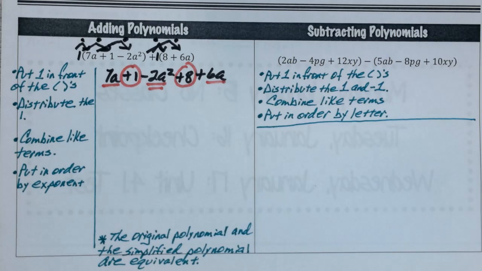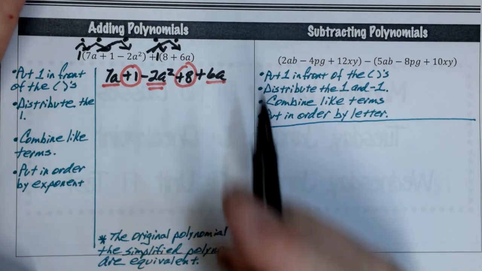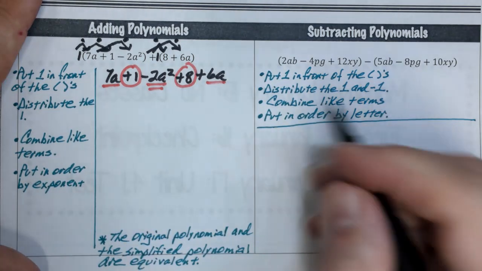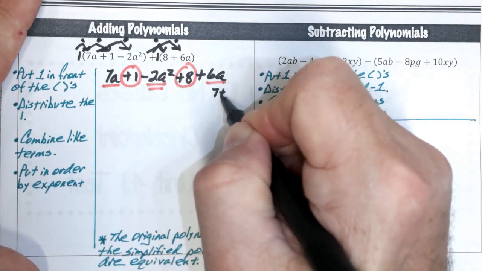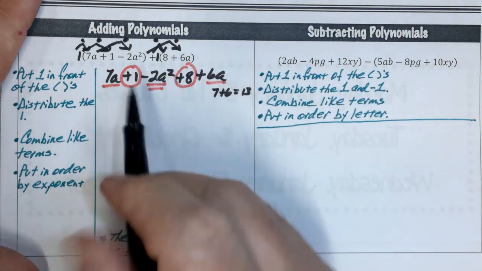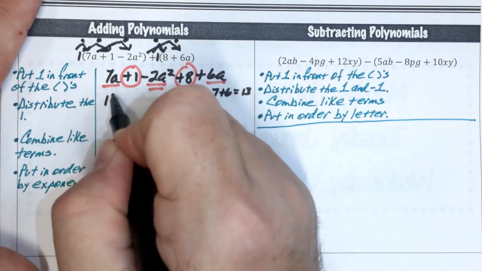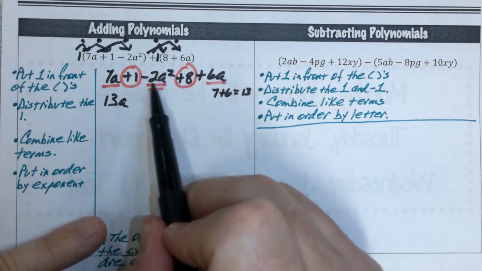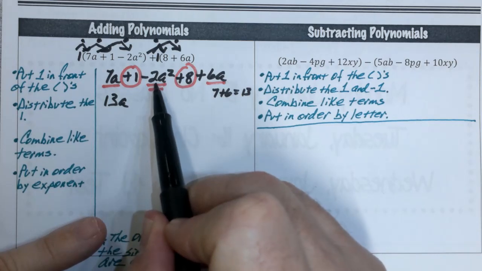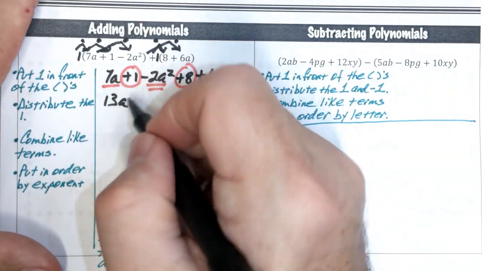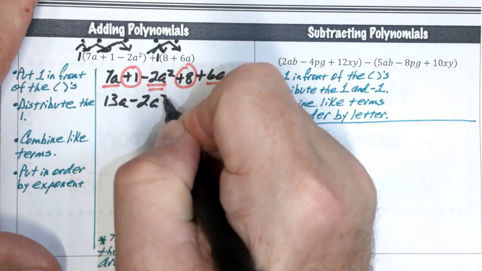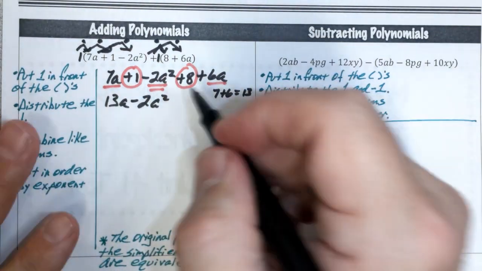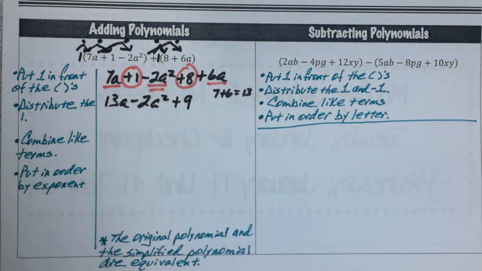So now we want to put the a's together, okay? So here we have 7a plus 6a. So in your Desmos, you would go 7 plus 6 equals 13. So 7a plus 6a, that's going to give me 13a. There's nothing to combine the minus 2a squared with, okay? So we're just going to go minus 2a squared. And then I put together my constants. So plus 1 and plus 8, that will be a plus 9.